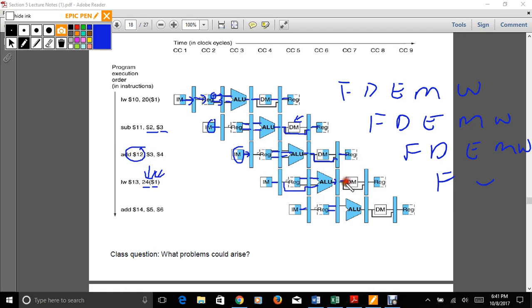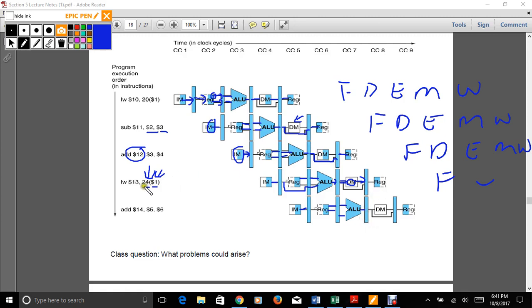We are going to get the value from load word. We get the value from data memory. I guess I was wrong about this blue notation. We're going to get the value from data memory. We're going to put this value on the register here. And then we are going to add the read data 1, register 5, read data 2, register 6. And we'll put the result in this buffer.